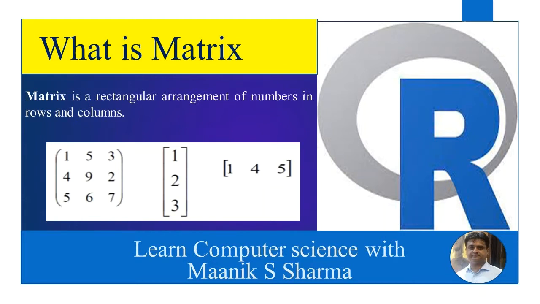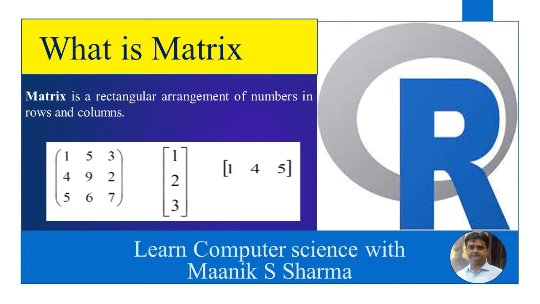Some of the examples of matrices are shown here. These are 3 by 3, 3 by 1 and 1 by 3 matrices. Here 3 by 3 means there are 3 rows and 3 columns in the matrix. Likewise 3 by 1 represents that there are 3 rows and only 1 column.